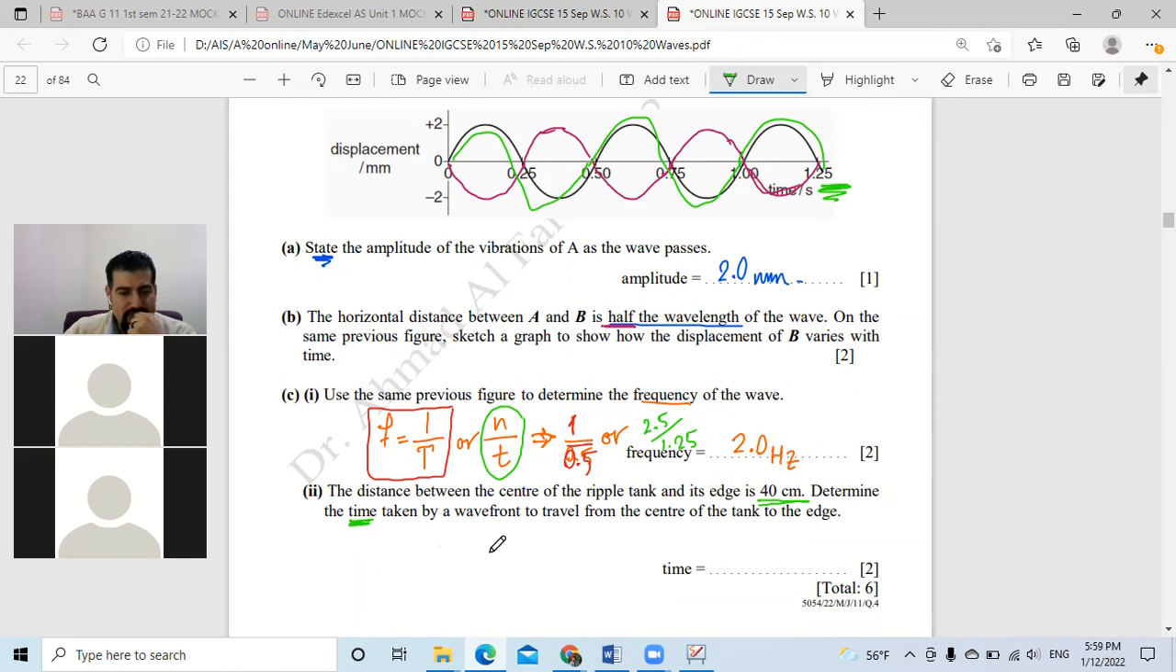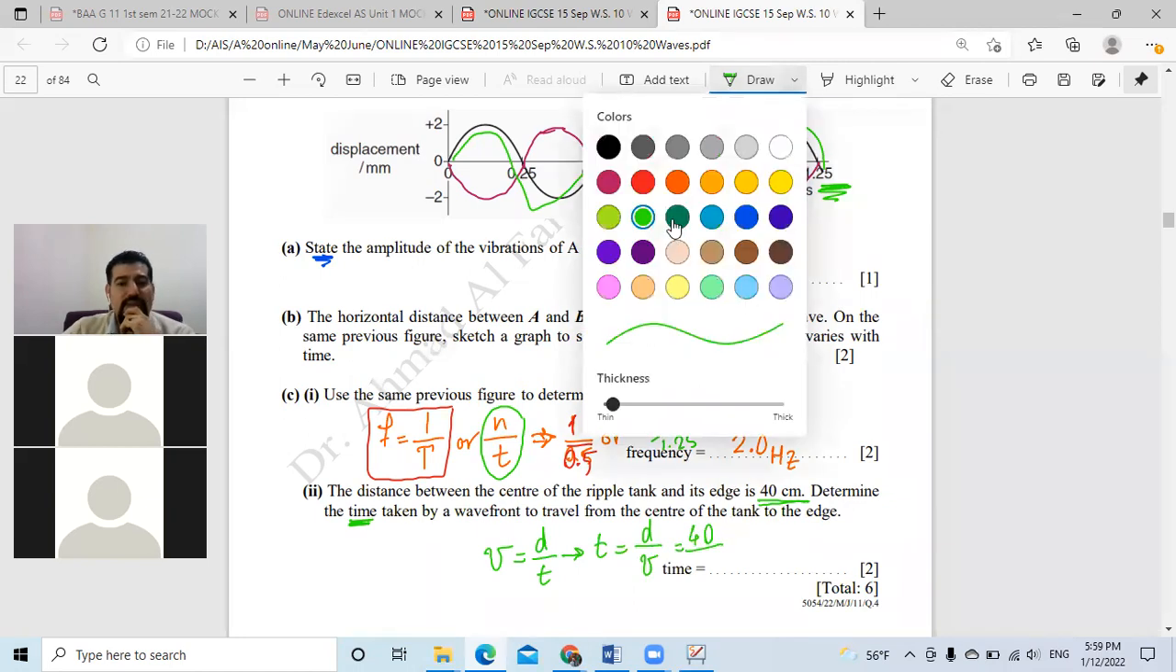Now we know that speed equals distance over time. That means time equals distance over speed. And the distance is 40 centimeters divided by the speed. We need to find the speed first.